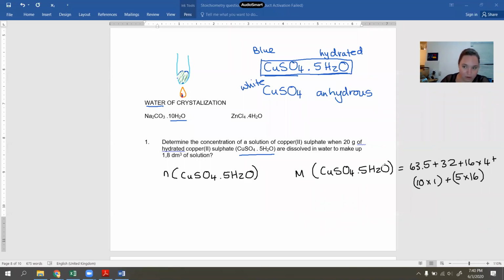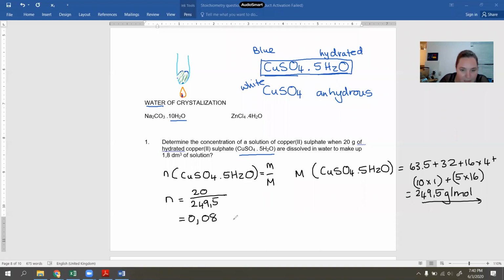So here I'm going to have 63.5 plus 32 plus 16 times 4 plus 10 plus 5 times 16, which gives me an answer of 249.5 grams per mole. All right. From there, I need to work out the number of moles being sample mass over the molar mass. So the number of moles is going to be my sample mass of 20 grams divided by my molar mass of 249.5. So if I have 20 and I divide it by 249.5, I get an answer of 0.08 moles.